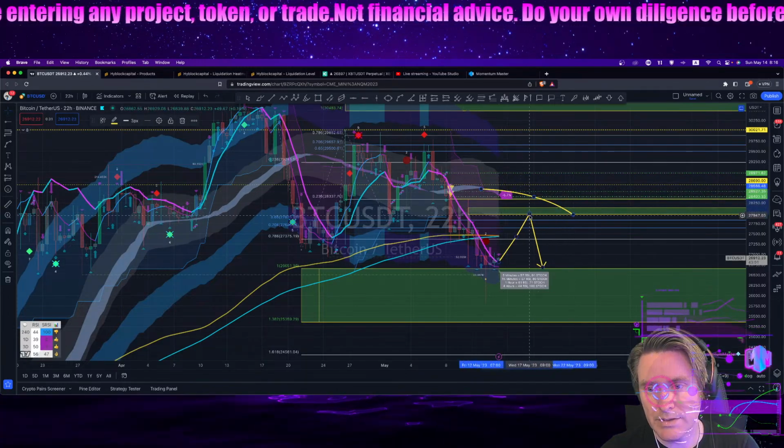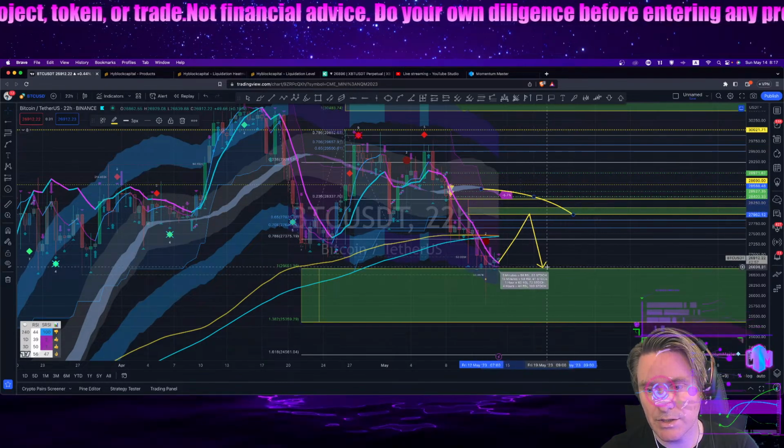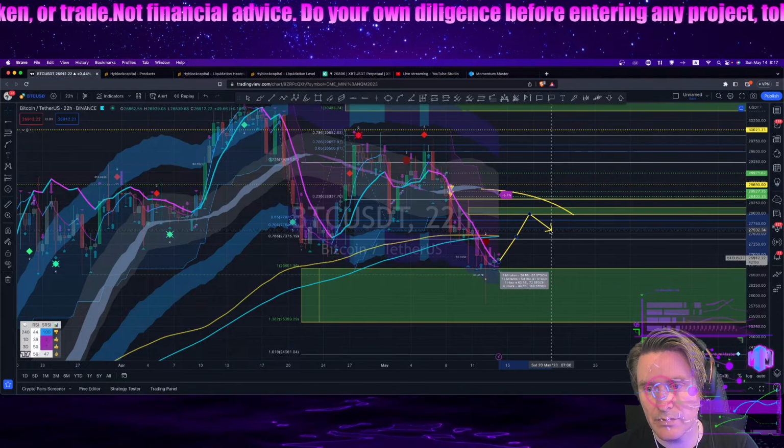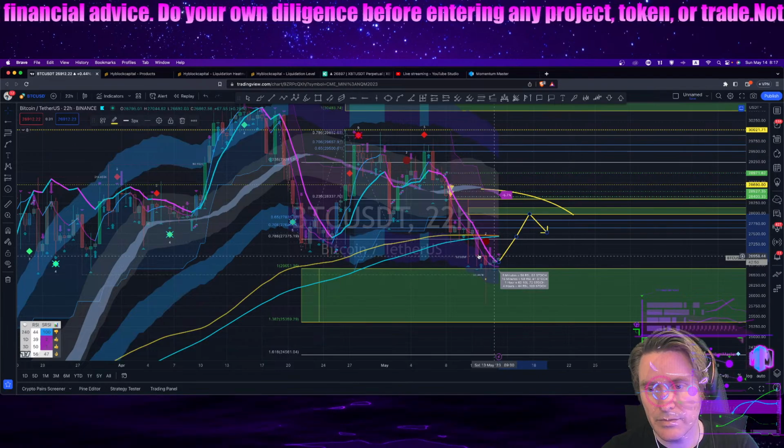And then you'd basically see the other side of the cloud like that, and you get some sort of rejection, and then whatever happens there, do you reclaim it and go higher? Do you come all the way back down into here? Something like that.